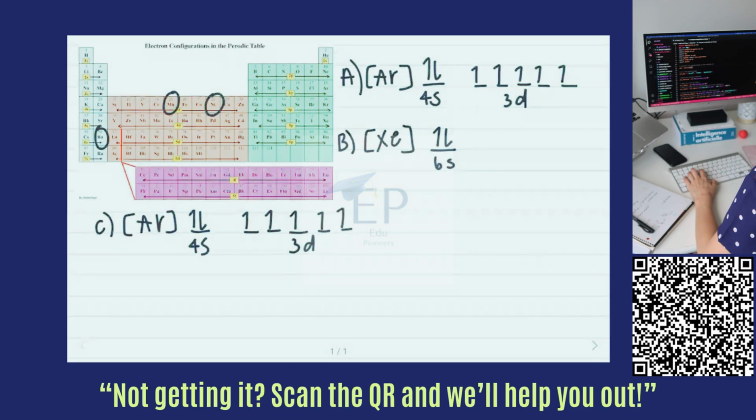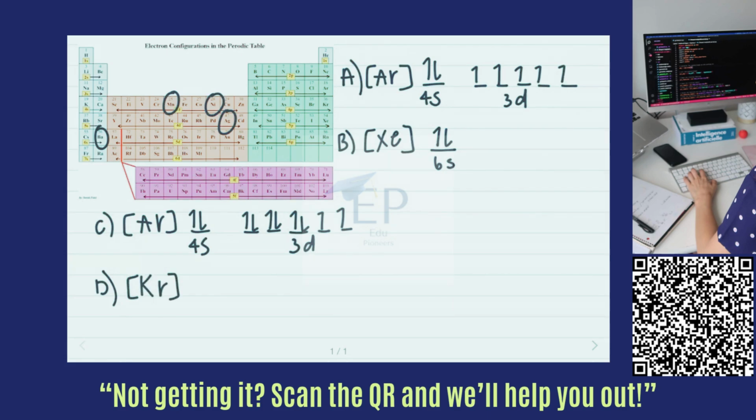And this is the 8th element across, so we're going to fill in 8 electrons or 8 arrows. So we put 1 in each line, so that's 5, and then we come back through with 6, 7, and 8. And then the last part, part D, we are looking at this element right here, number 47.